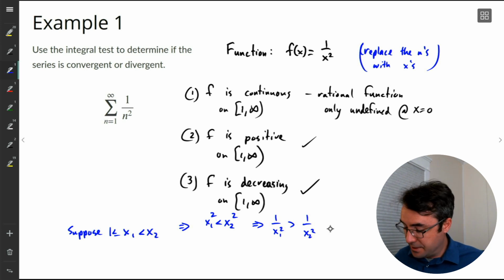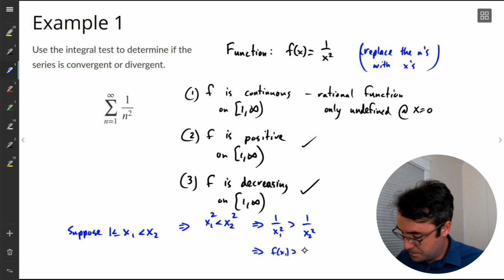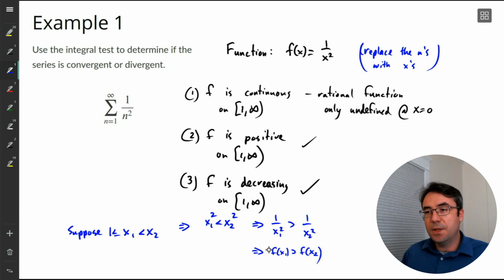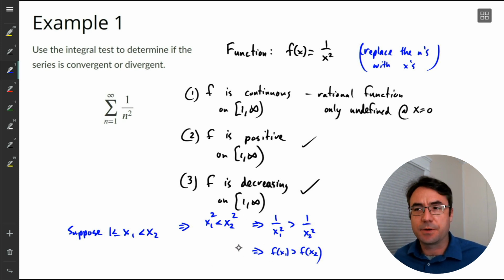And again, that's because we could really think of this as f of x1 on the left is greater than f of x2. So this is kind of how the inequality argument works. So you just start off with two numbers, one bigger than the other, and then you try and reproduce your function and show that the inequality gets reversed.